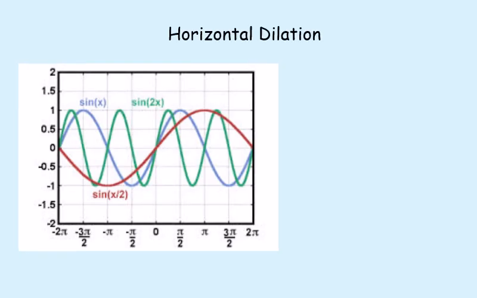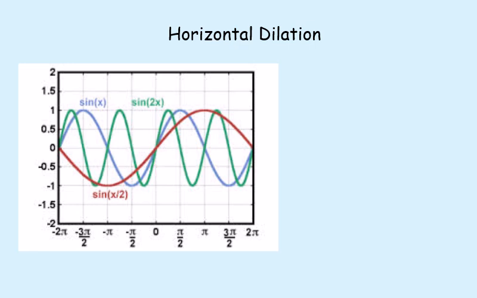Now for horizontal dilation, and this one can only be shown really with a trig function. In blue, I'm not sure how well you can really see it. In blue, you have the original sine function. Sine of 2x, so we've doubled x, actually makes the function closer together. And if we take half of x, which is in the red, sine of x over 2, it actually stretches the graph going sideways. And this is horizontal dilation.